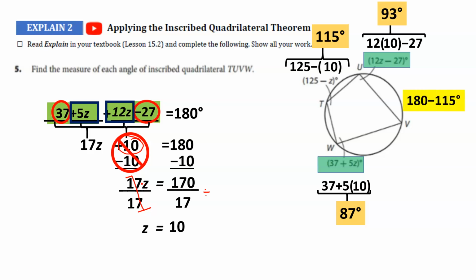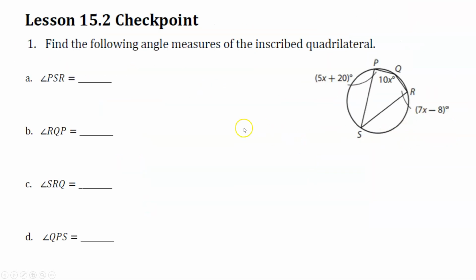And then last but not least, angle V, which we don't know. But I know that 15 plus this will get me 180. So 180 take away 115 would be what? And we have found every single one of these angles, which is what they asked us to do for this problem. And we're at checkpoint. That was the fastest ever.